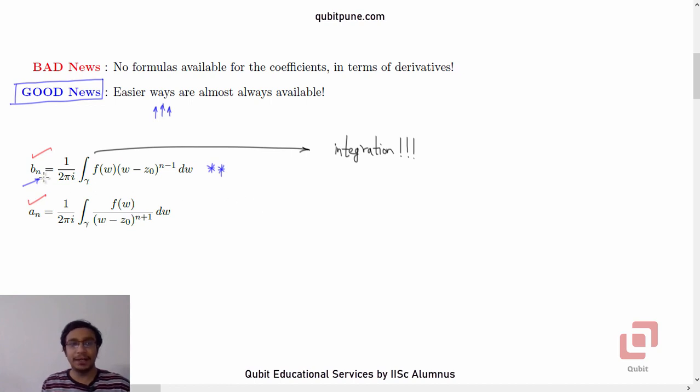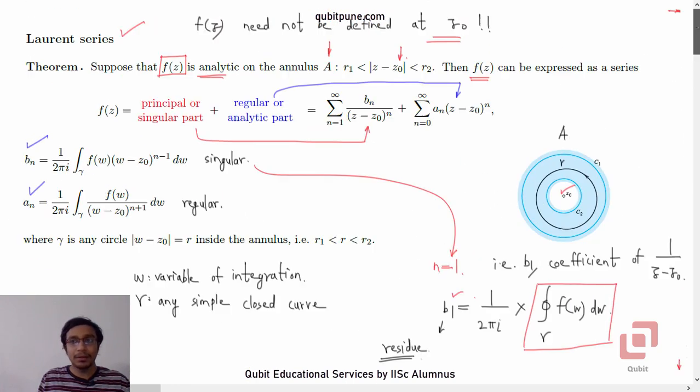If we let n to be 1, it is just the integral of f of omega d omega, because this term then becomes 1. It is the 0th power, since n is 1, so it becomes 1, and the integrand is just f of omega. All right. So as far as the Laurent series is concerned, this is it.